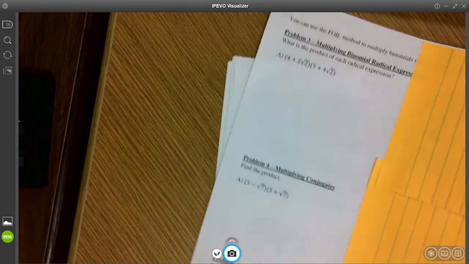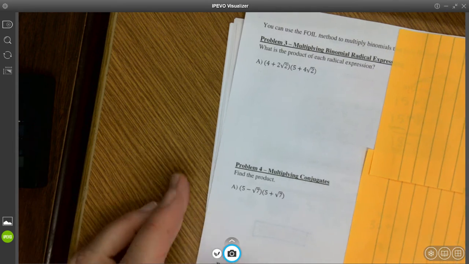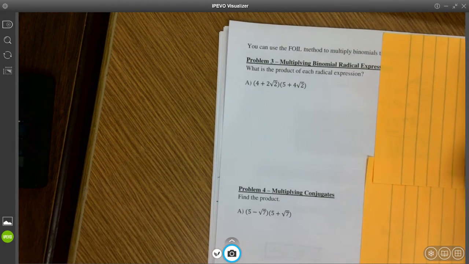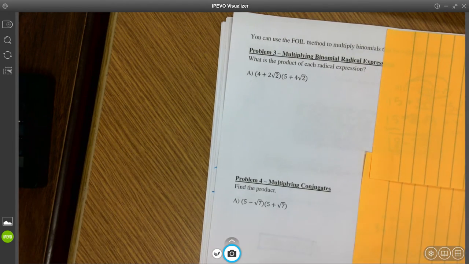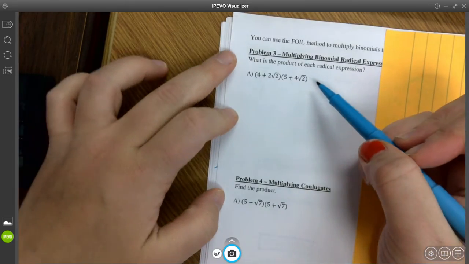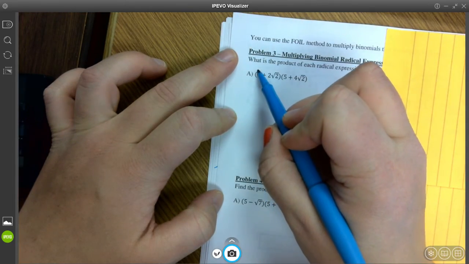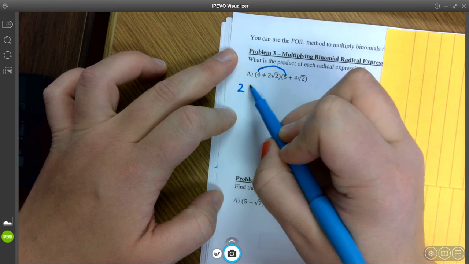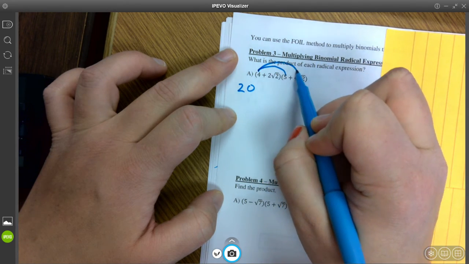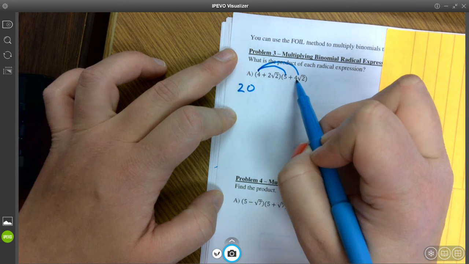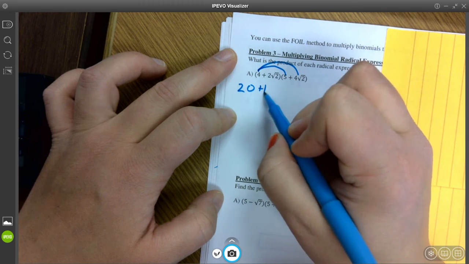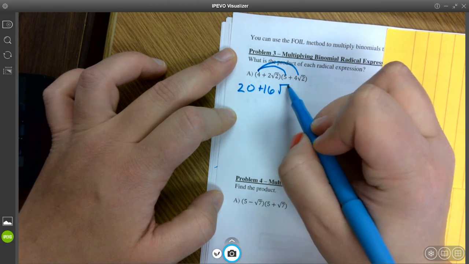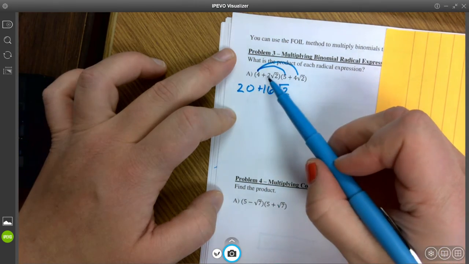Whew. We have multiplying. So when I'm multiplying, it's still going to be first, outside, inside, last. But now you're multiplying with roots. So my first here would give me 20. My outside, I can still multiply this 4 times this 4. So that would give me plus 16. And then I still have a square root 2. I couldn't multiply anything with a square root 2.